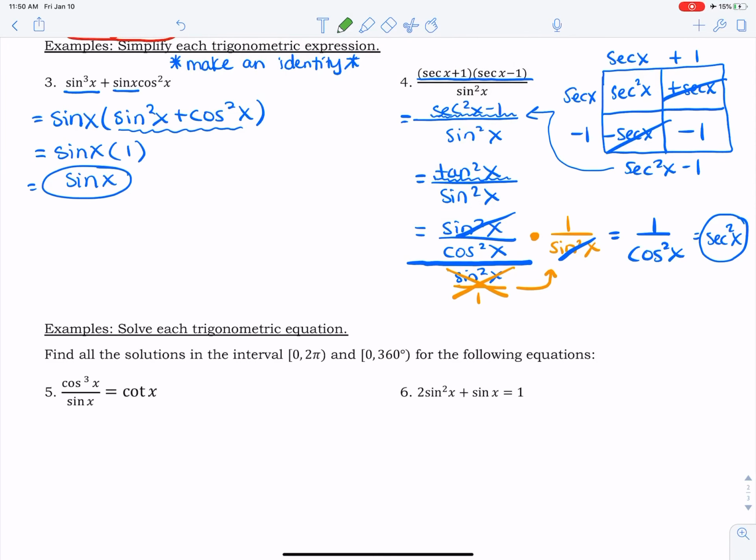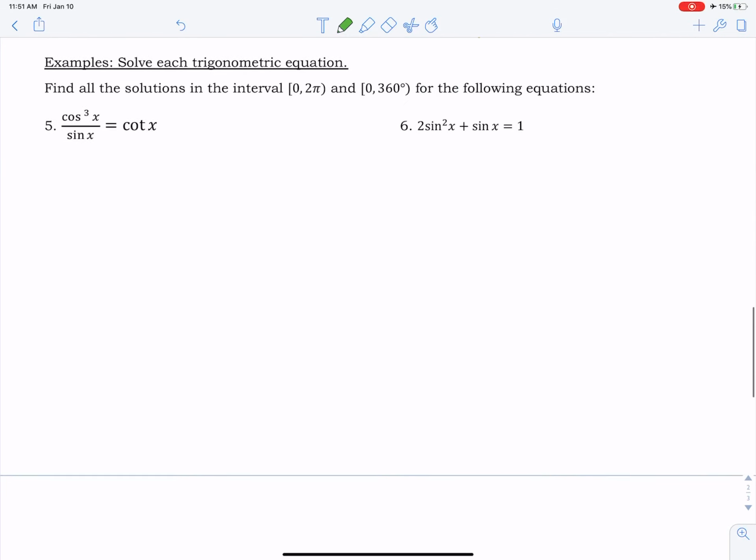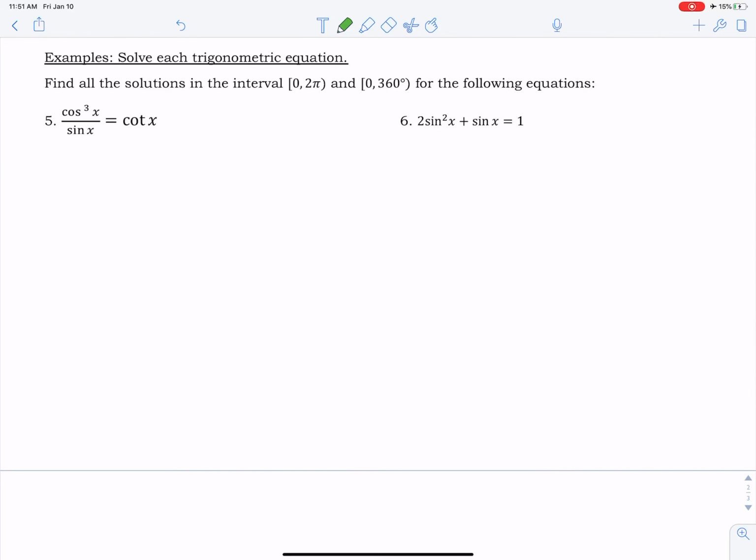Next and last two are the official, essentially, proofs. No, these aren't really proofs. You're just solving. I mean, it is proofs. Yeah, it's definitely proofs, sort of, but we are going to solve these. So we want to find all the solutions in the interval 0 to 2 pi and 0 to 360. So we want radians and degrees. That's essentially what it's saying. All right, here we go.